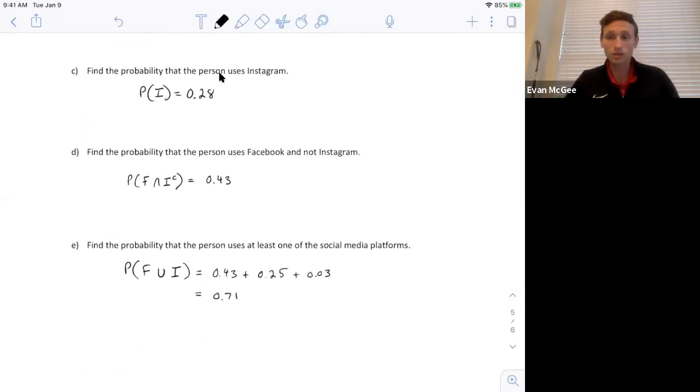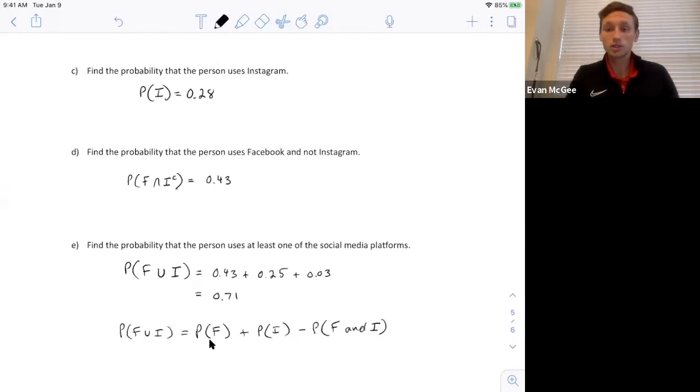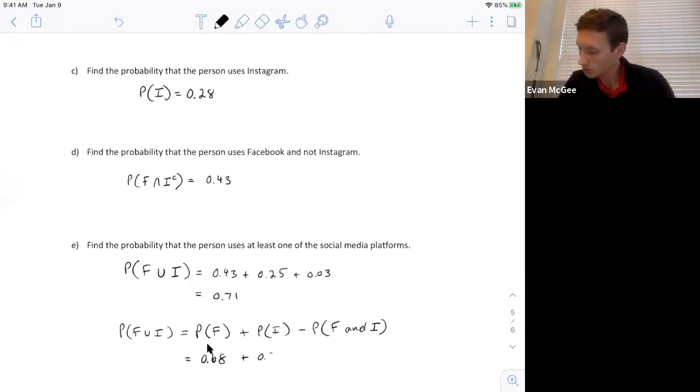Now there is another way to solve this problem as well. You can solve this problem using the general addition rule, because this is an or statement here. So this is just the general addition rule written out: add them and subtract the overlap. So the probability of them using Facebook was 0.68, it was the entire circle. The probability of them using Instagram was the entire circle, 0.28. The probability of them using both was the intersection or the overlap, which was 25%. And this will add up to 0.71 as well. So there are two ways to solve this one.